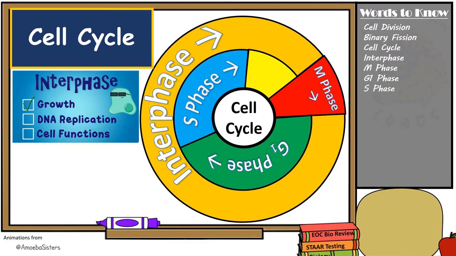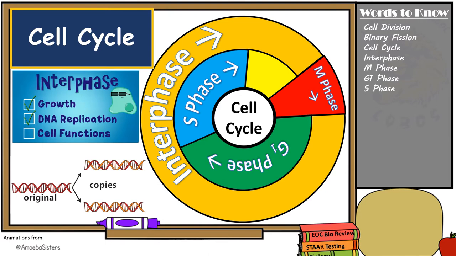The second is the S phase, also known as synthesis phase. During this phase, the copying of genetic information begins to occur through a process known as DNA replication, which we're going to discuss in greater detail in our next lecture. The third phase is known as the second growth phase, or G2 phase. During this phase, the cell prepares for mitosis.